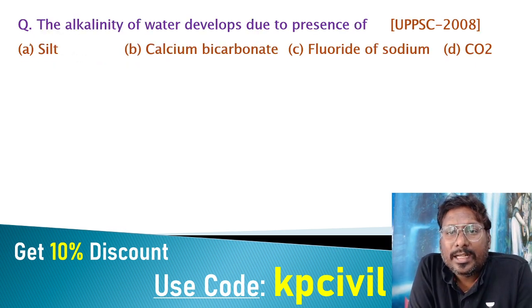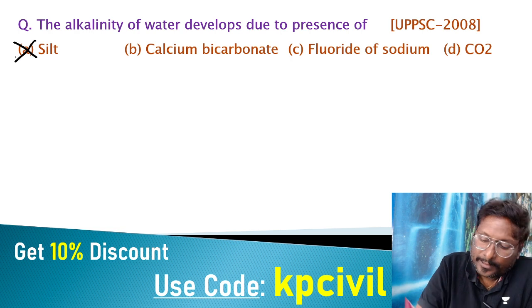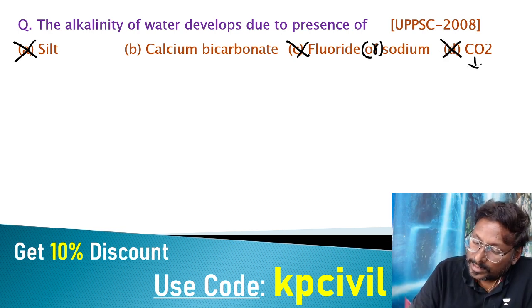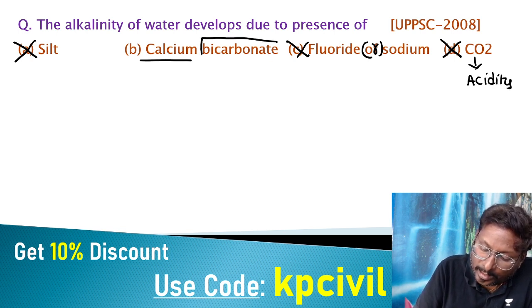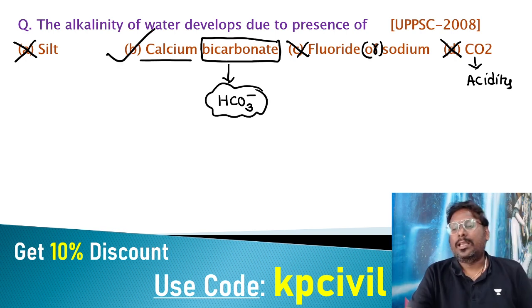Alkalinity of water develops due to the presence of what? Silt is a physical impurity. Fluorides are sodium? No. Carbon dioxide causes acidity. It is carbon dioxide that is responsible for acidity. Who is causing alkalinity? Bicarbonate, HCO3 minus, calcium bicarbonate. The HCO3 minus ion is responsible for alkalinity.